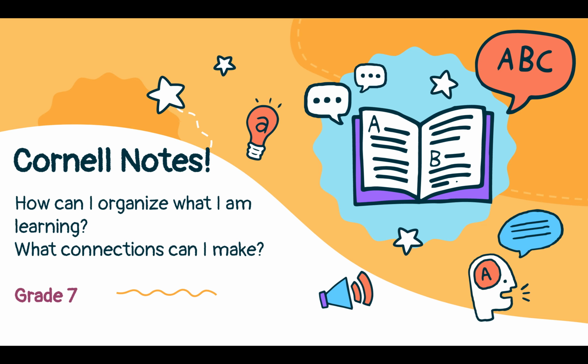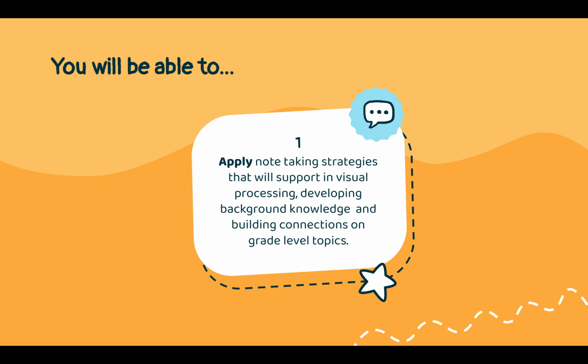Today we're going to be using a strategy called Cornell Notes in order to organize what we learn from a resource, such as a text or a video, and to make connections between what we know and what we are learning. Using this strategy, you'll be able to support your visual processing, develop background knowledge, and build connections on topics you learn in the 7th grade.